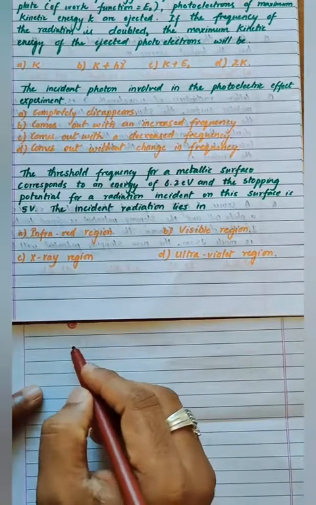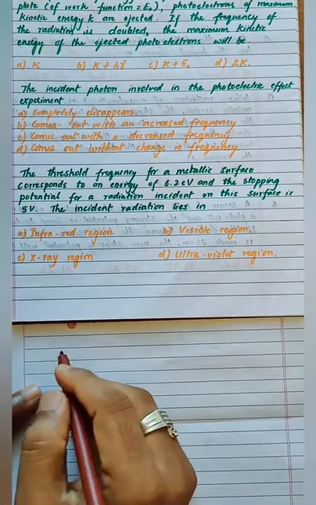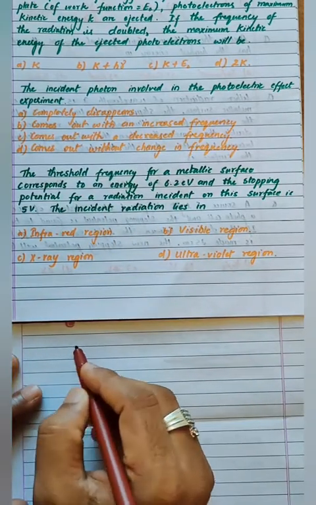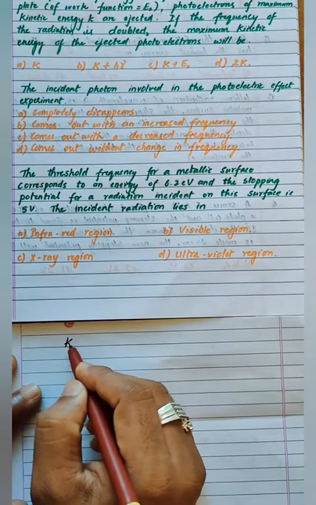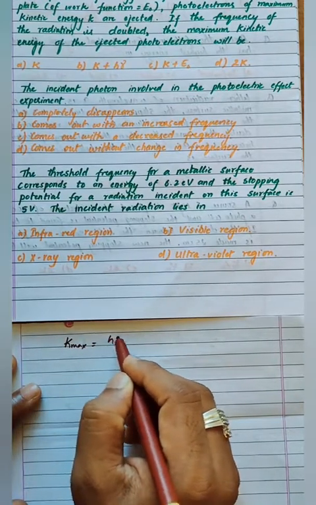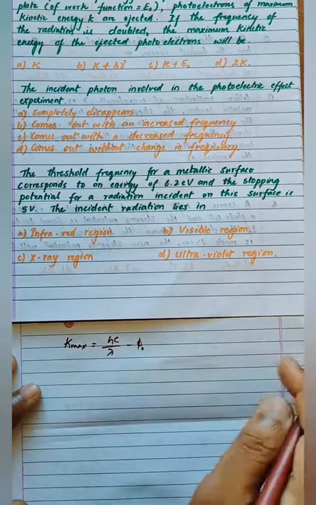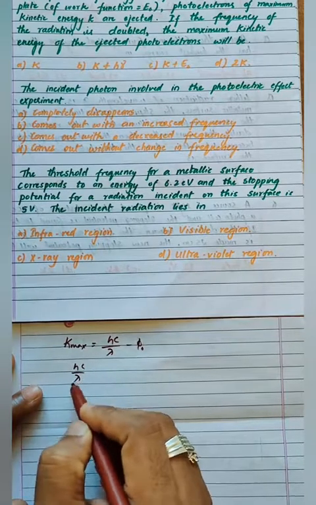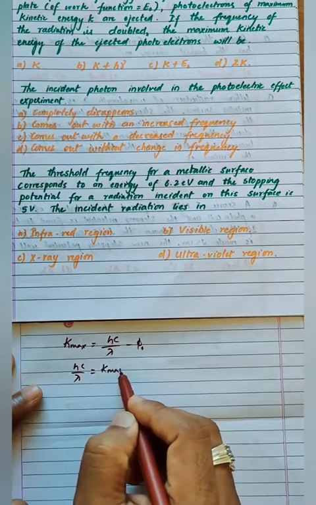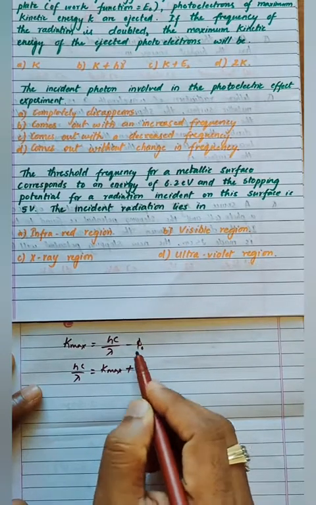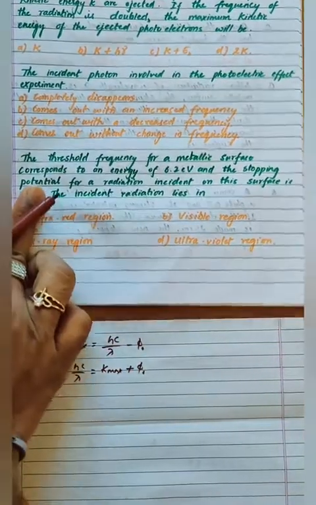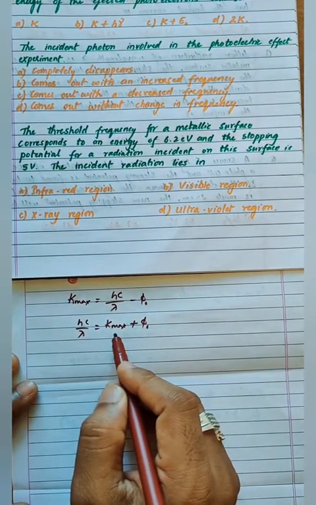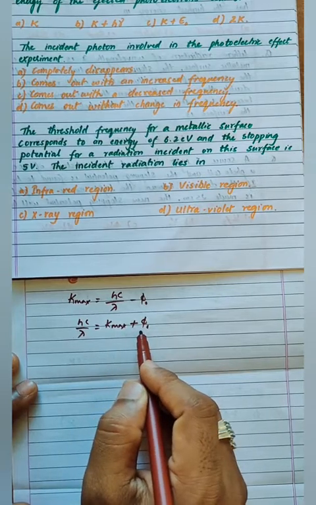Okay, so again we have to find lambda. We have the formula, and they have given the threshold frequency and voltage. Again we'll go with the K maximum formula. K max is equal to hc by lambda minus phi naught, the standard formula we should use. We want lambda, so let me take hc by lambda to this side: K maximum plus phi naught. So now K maximum and phi naught are both given.